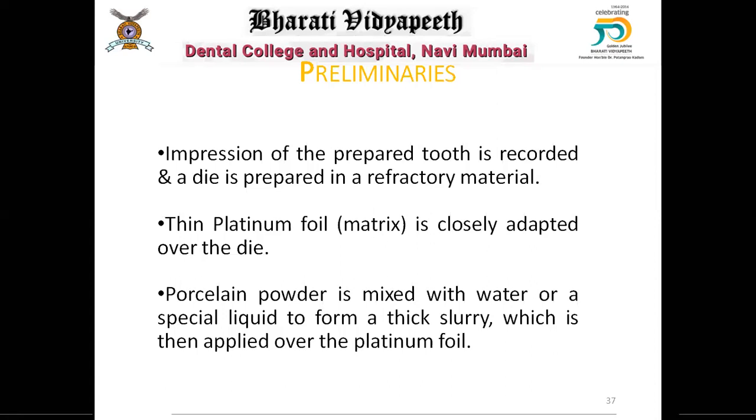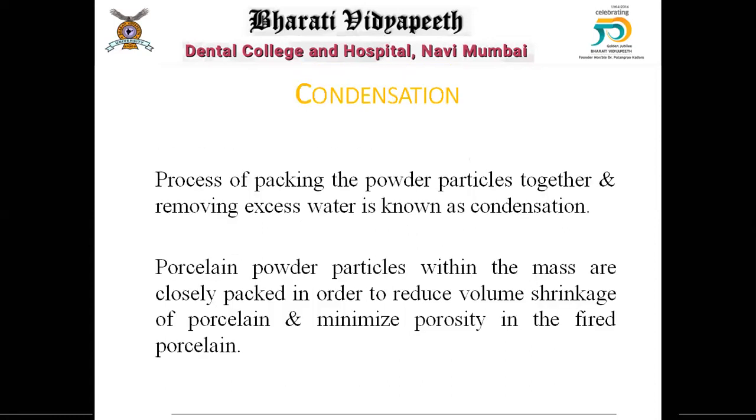So when it's a complete cast, it's called a cast. When it's a single tooth, it's called a dye. So the dye is prepared in a refractory material, with a thin platinum foil. You use aluminium foil when you are adapting a base plate or something. So here we use thin platinum foil, which is closely adapted over the dye. Porcelain powder is mixed with water and forms a thick slurry, which is applied over the platinum foil.